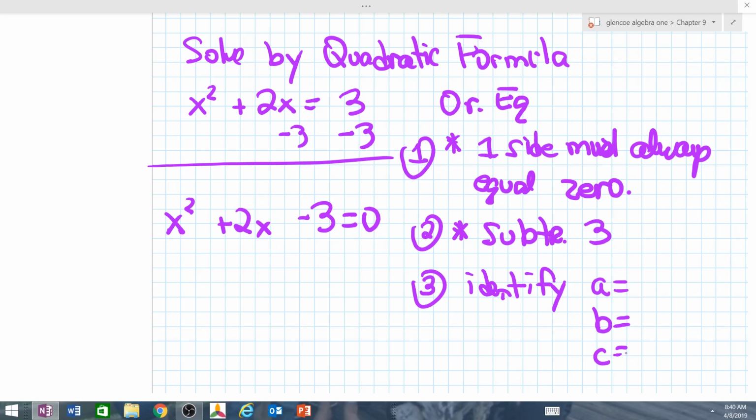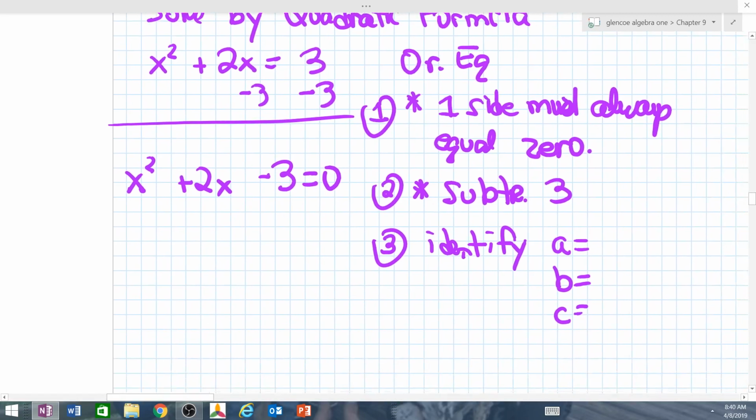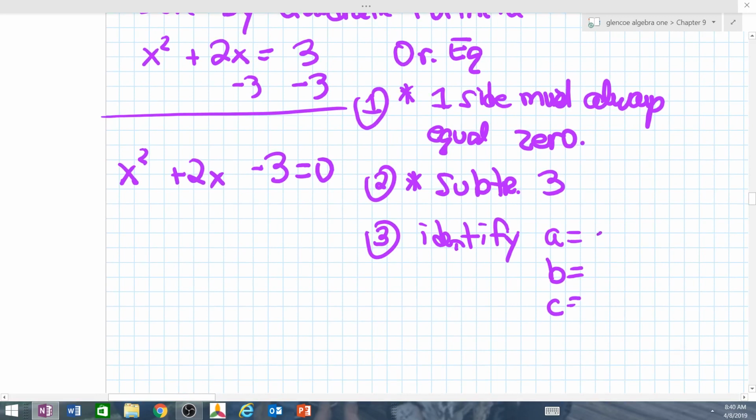All right. Help me out. What does A equal, guys? A equals? 1. What does B equal? 2. What does C equal? -3. Great job. The next thing I want us to do, just give me 1 second here. I just want to make sure that's the problem I wanted. I believe it is. Yes.